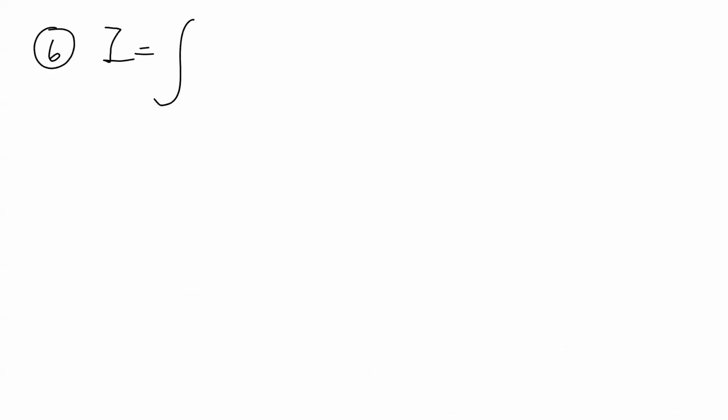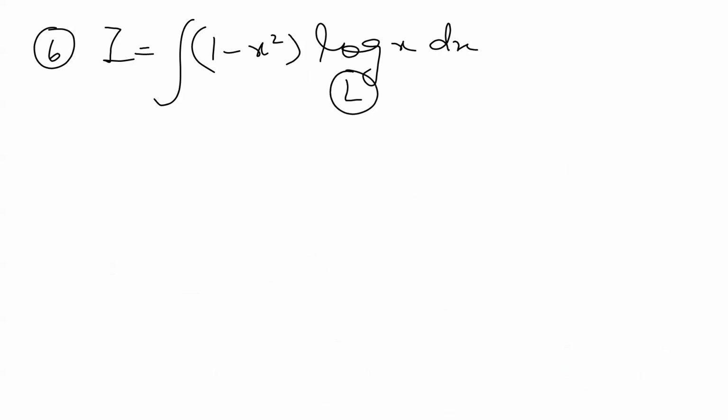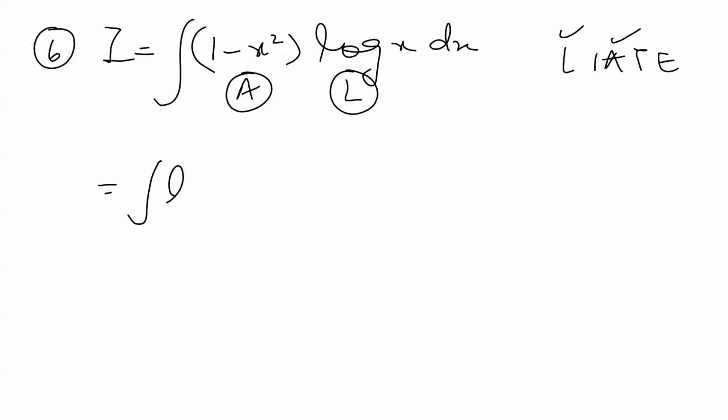Integration of (1 minus x square) log x dx. Now this is a logarithmic term and this is an algebraic term. As per the priority list, logarithmic comes before algebraic. So just reshuffle it: log x into (1 minus x square) dx. So this is u and this is v.